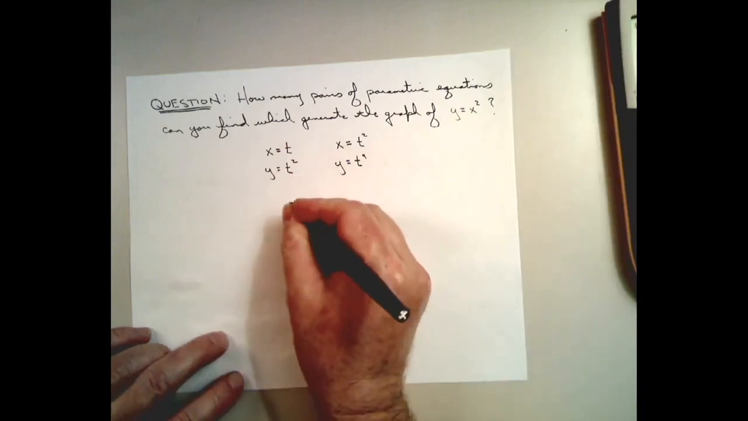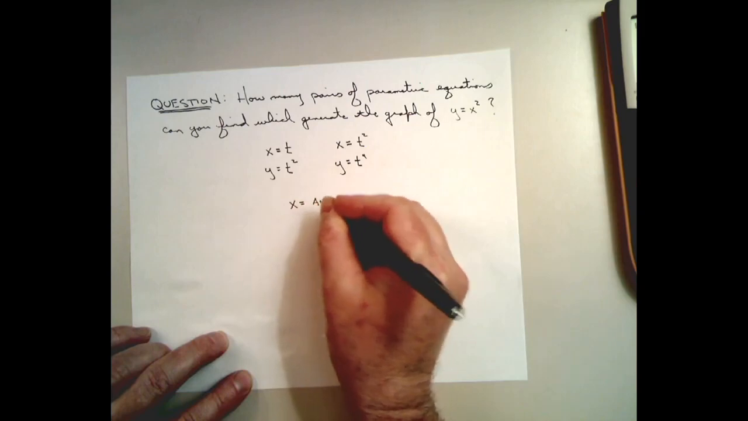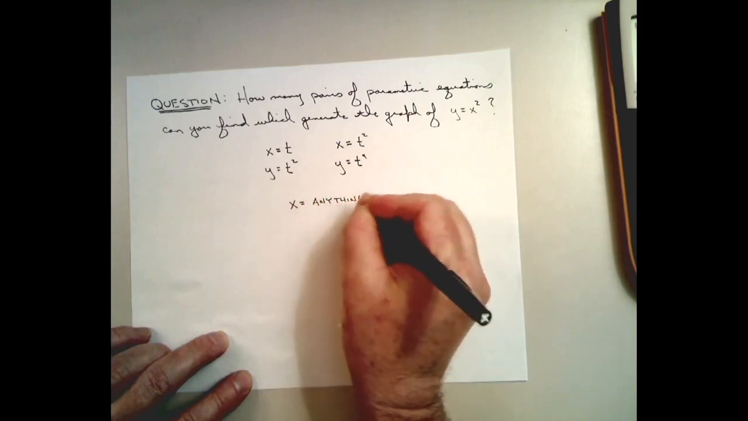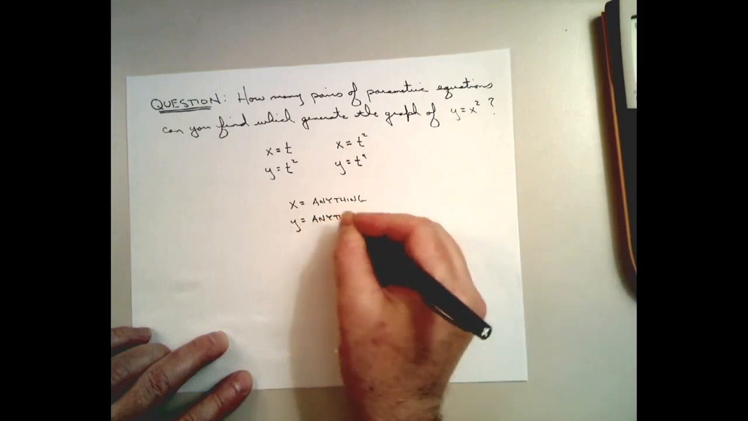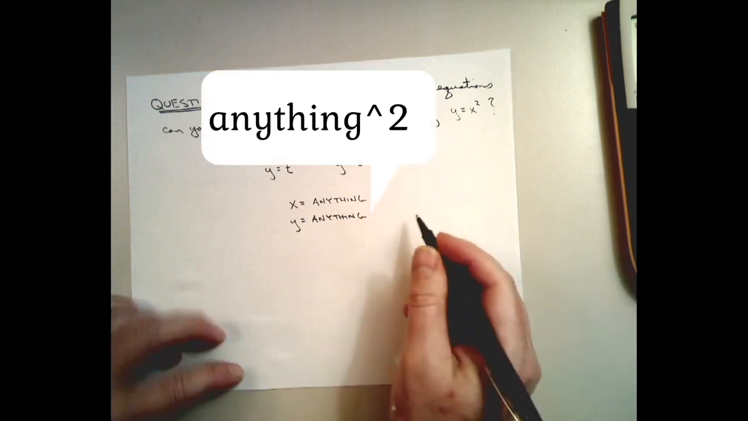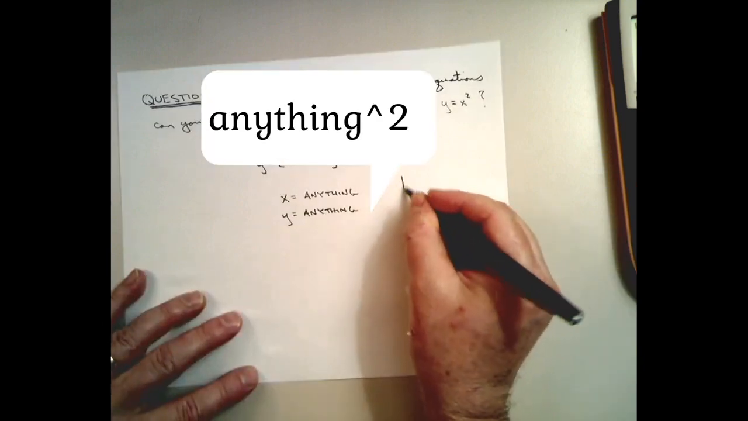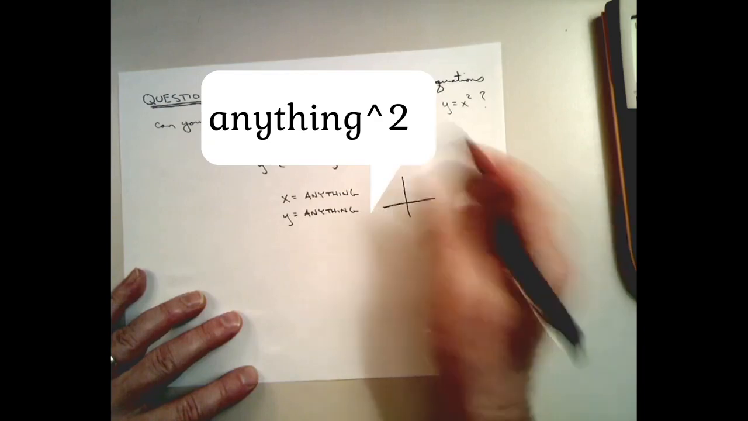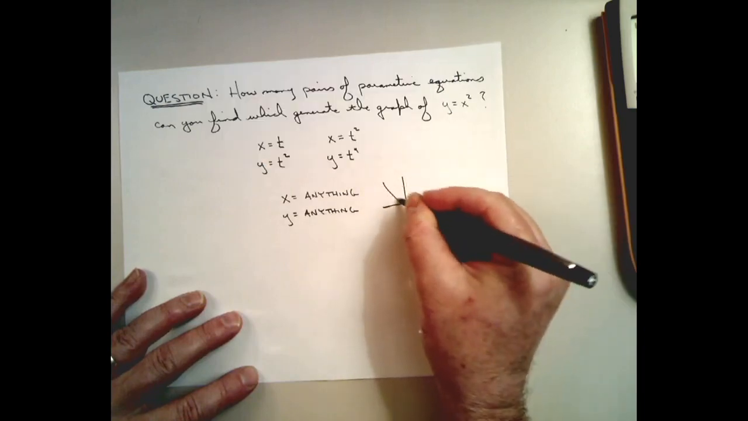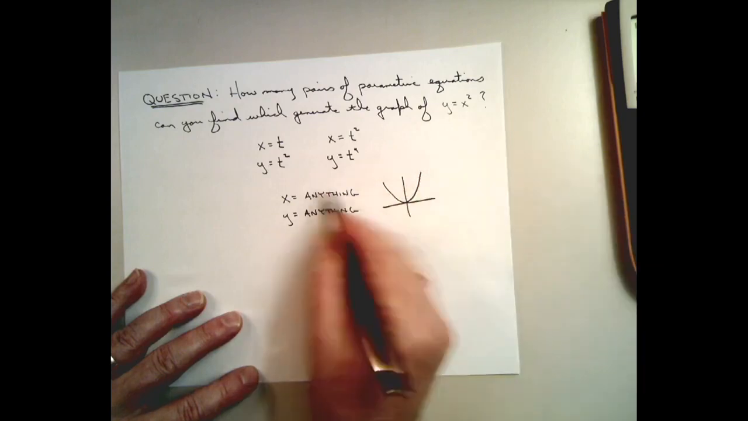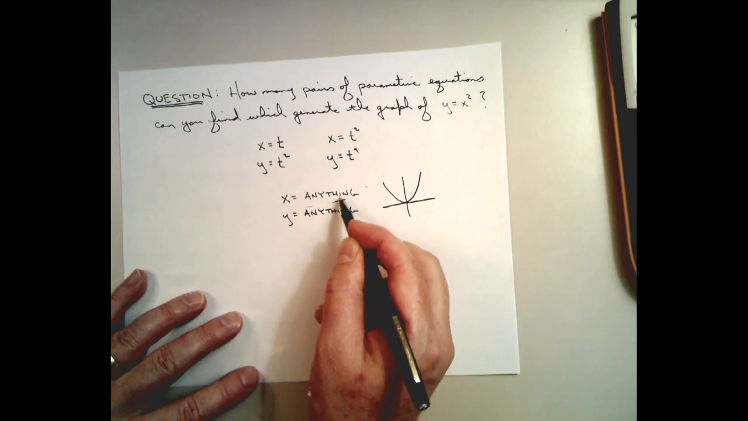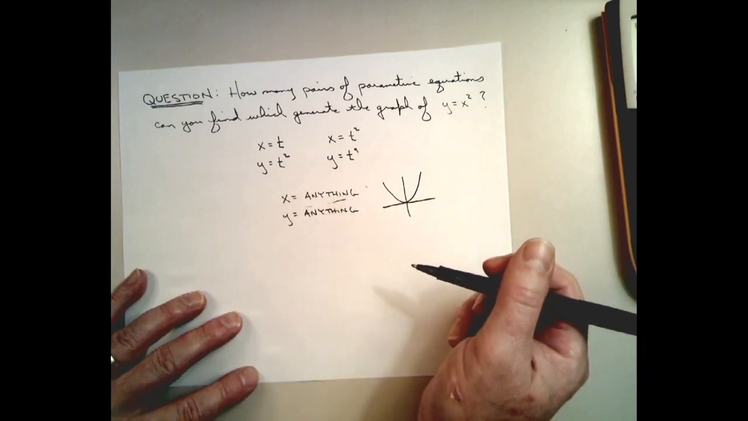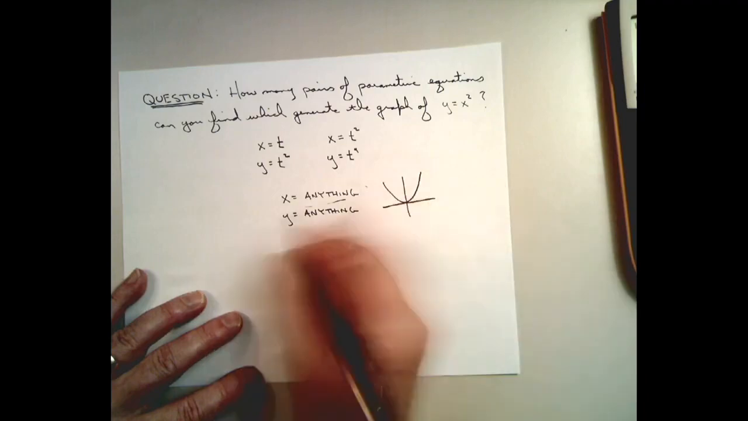So what we're seeing is it looks like we could let x be absolutely anything and y be the square of that anything. And what we're going to get is at least some of the graph of y equals x squared. But it's going to depend on which values of x are possible with the function that we choose for our anything.